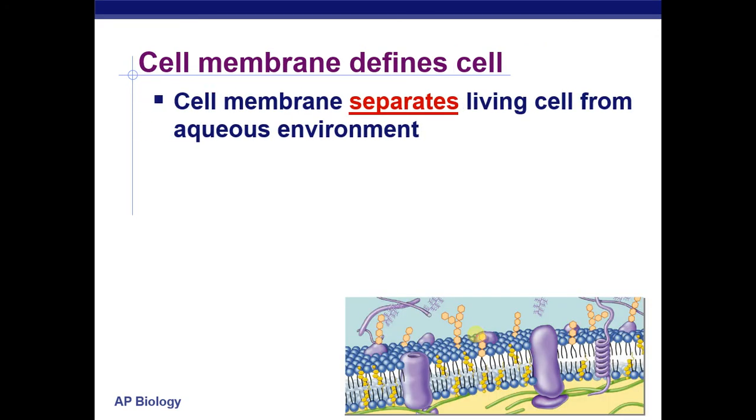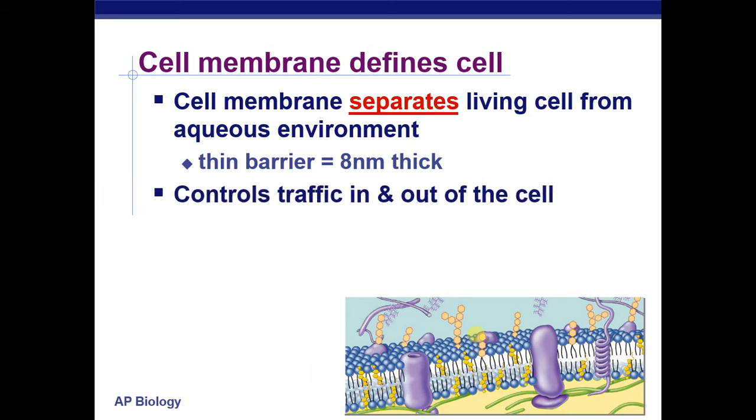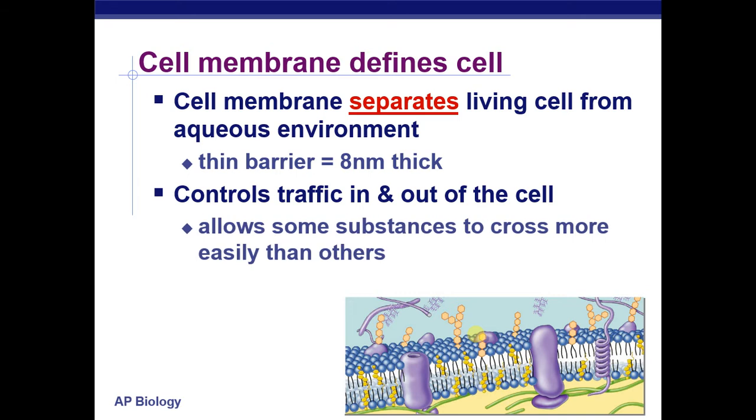So the cell membrane, like we said, separates living cells from their watery environments outside and inside. They're about 8 nanometers thick, and they are really responsible for controlling the traffic in and out of a cell. So they allow some substances to cross more easily than others. Small, nonpolar molecules cross easily. Large or polar molecules cannot cross.